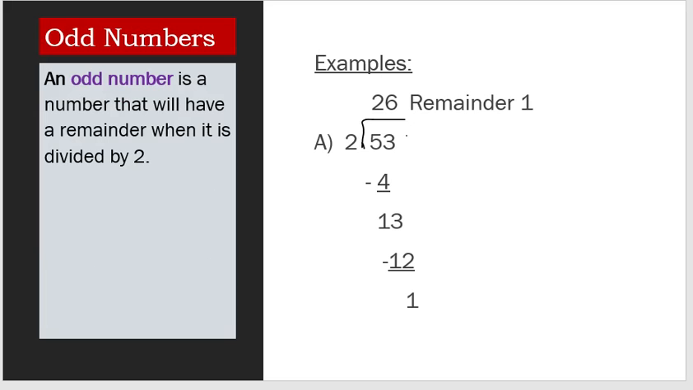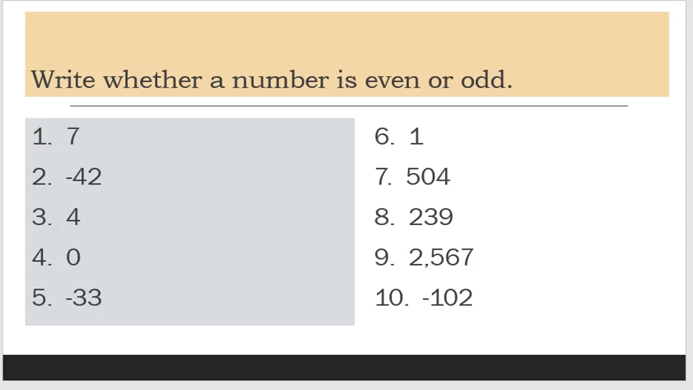Odd numbers. An odd number is a number that will have a remainder when it is divided by 2. In the example, 53 is divided by 2, which gives 26 with a remainder of 1, because 2 cannot divide into 53 evenly. So that makes 53 an odd number. Write whether a number is even or odd.